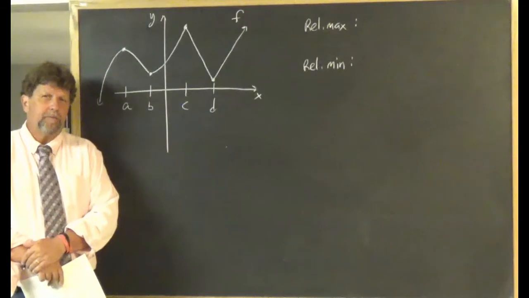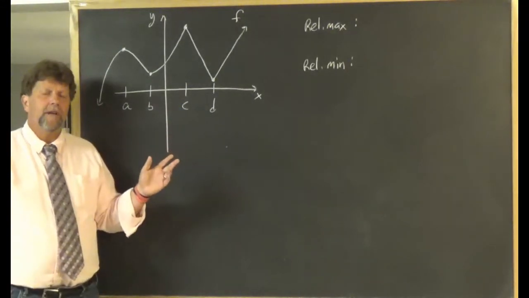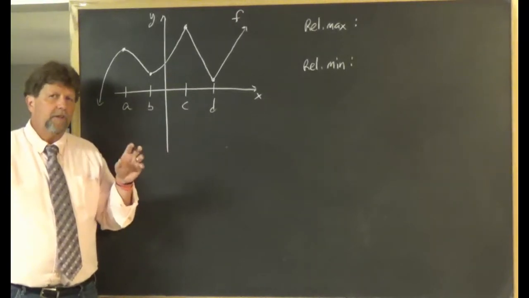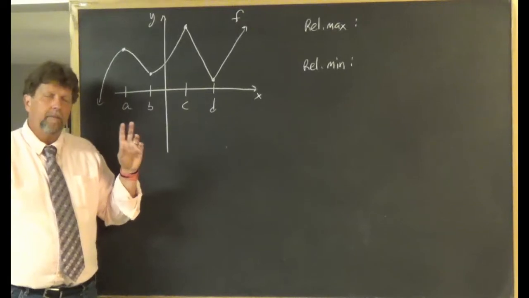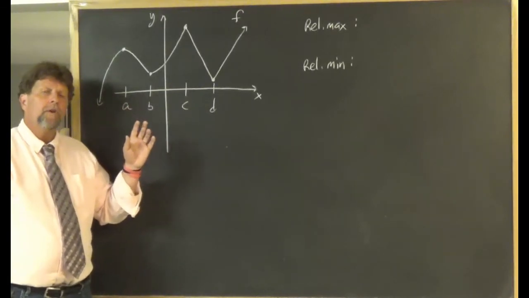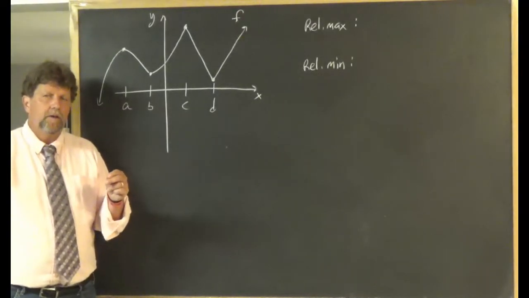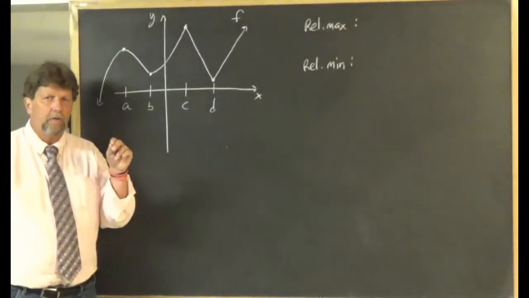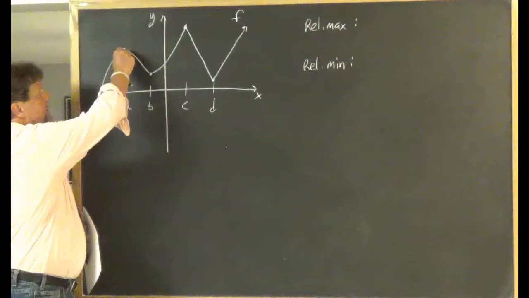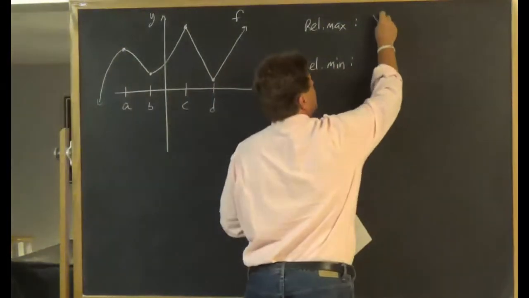All right, here we are back at the board pretty quickly. Folks, here's the graph of some function. I don't know what the function is. I don't care. Let's just answer these questions one more time. Relative max, relative min. So for this function, for what values of x do we have a relative max? Where do we see a local high point? Well, it looks like this is a relative max. So let me list that at x equals a.